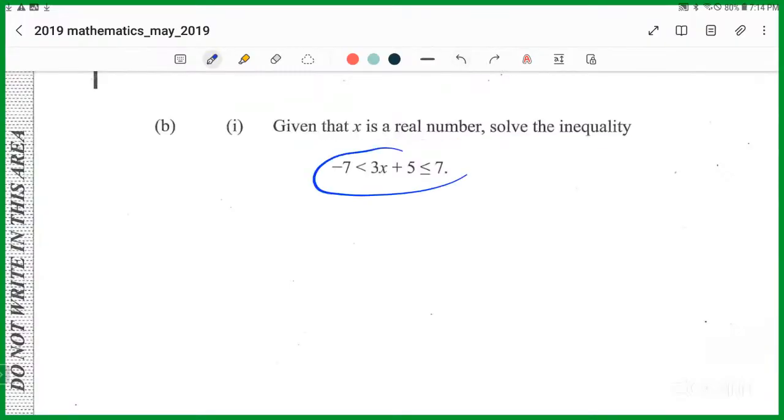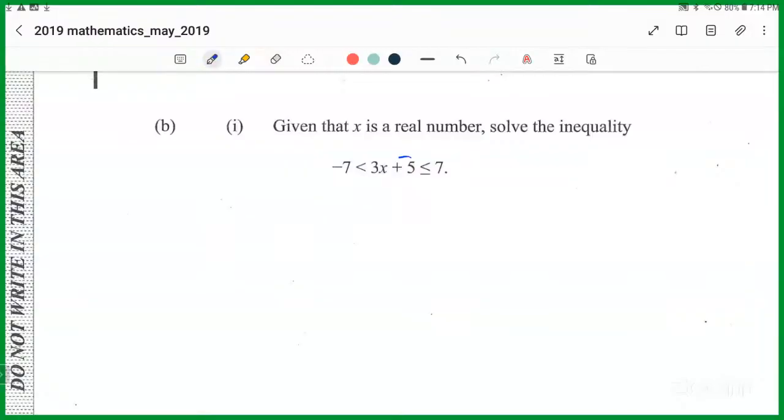When you solve an inequality like this, you leave x alone inside the middle there. And you have a value over here and a value over here. That's what you want. You want to transpose everything away from this x in the middle. That's how you solve this.